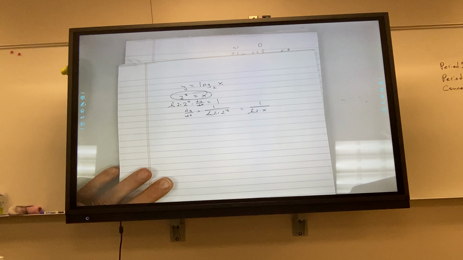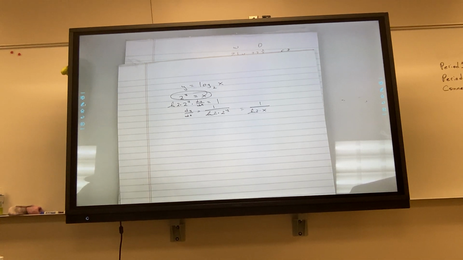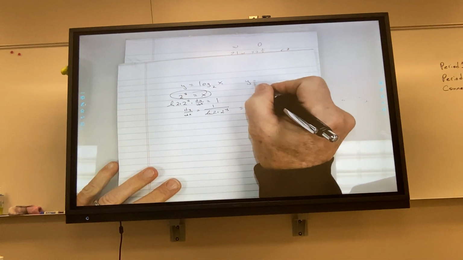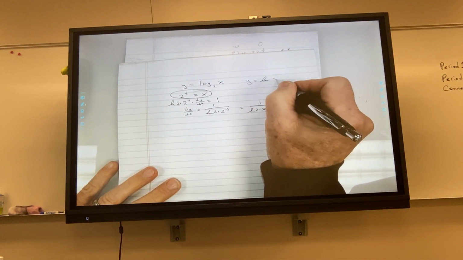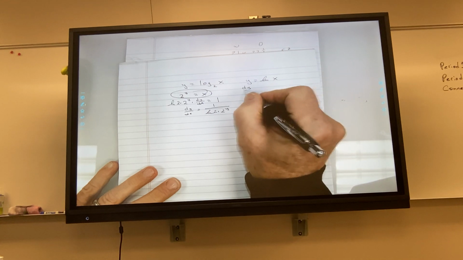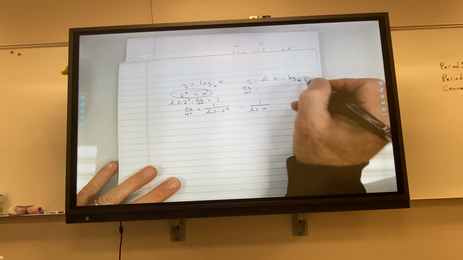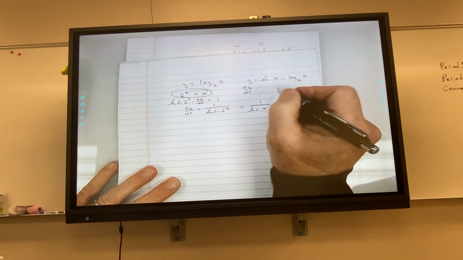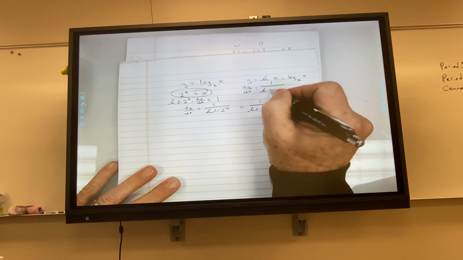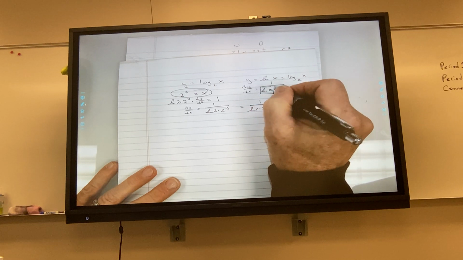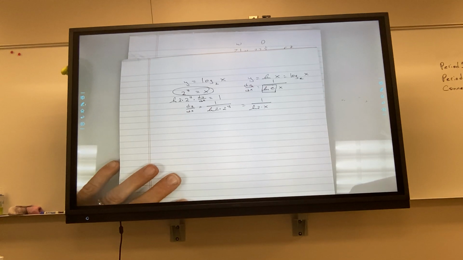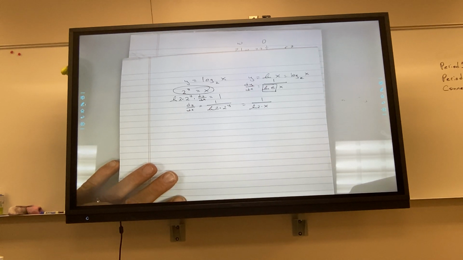Okay, so basically you transfer it into your ln format. Well, if I had y equals ln of x, dy/dx, this is equal to log base e of x, correct? So I'd have 1 over the natural log of e times x. Well, what's the natural log of e? 1. Okay?